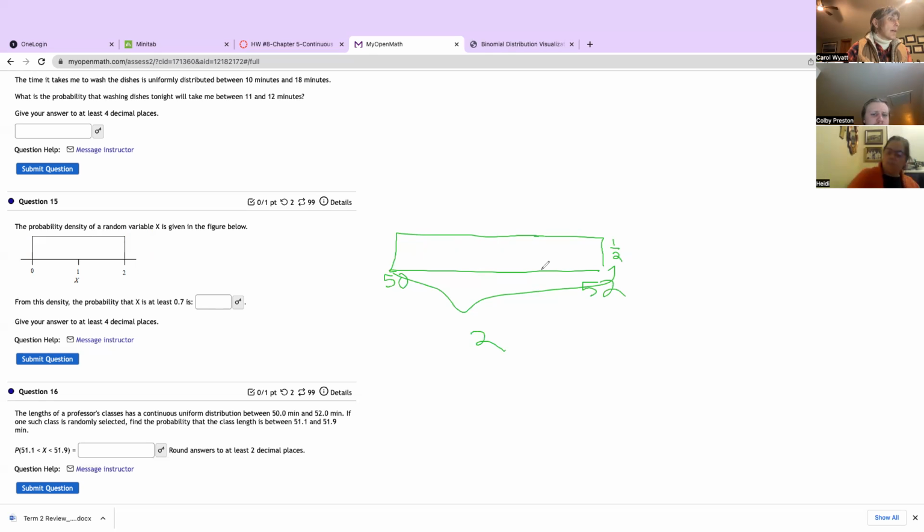Now it says, what's the probability that the length of class is between 51.1 and 51.9? So we want this little sliver right here. It's not that little. 51 is going to be in the middle. Let's try to make it look right. So 51.1 is there and 51.9 is over here. We're looking for this area right here.